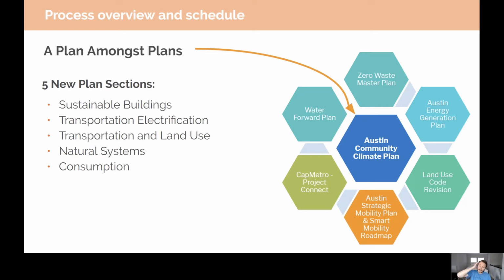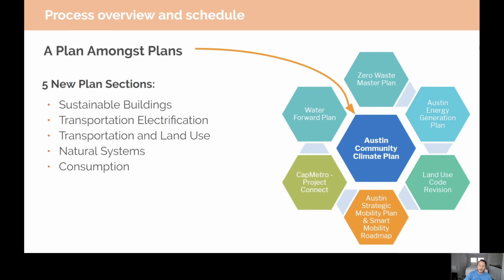Austin Resource Recovery is going through a process to revise their zero waste master plan. Austin Energy just got their new resource plan adopted by City Council. Our land use code has been in flux for many years. The Strategic Mobility Plan that focuses on transportation was just adopted by City Council last year. Cap Metro is right in the middle of trying to put forth a proposal for Project Connect to expand public transit. And Austin Water got their Water Forward plan adopted last year. So all of these other plans do address emissions and are addressing climate change.